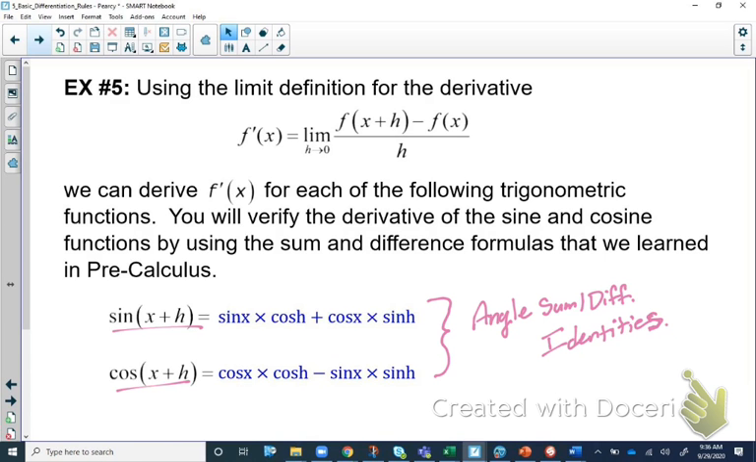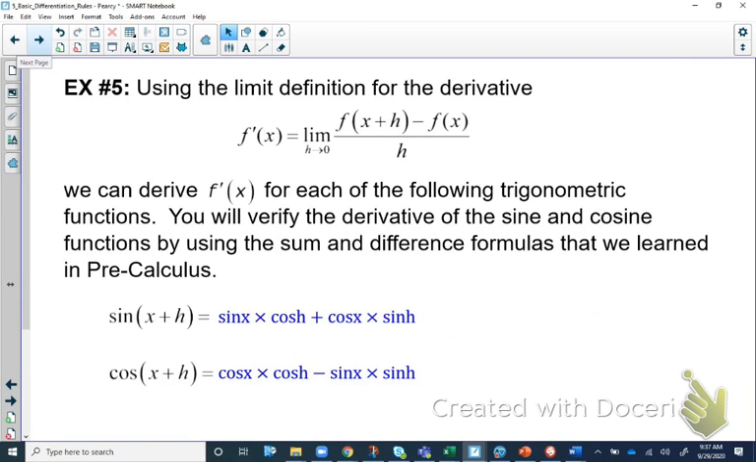Now in pre-cal, x and h would have been angles, like theta, alpha, beta, gamma, some of those Greek letters that represent angles for both sine and cosine. So the angle sum identity for sine will give us sine of the first angle times cosine of the second angle plus cosine of the first angle times sine of the second angle. And for cosine, the angle sum identity will give us cosine of the first angle times cosine of the second angle minus sine of the first angle times sine of the second angle. And we're going to use that with our limit definition here to show what the derivatives are actually going to be. So you don't just have to take my word for it, so to speak.